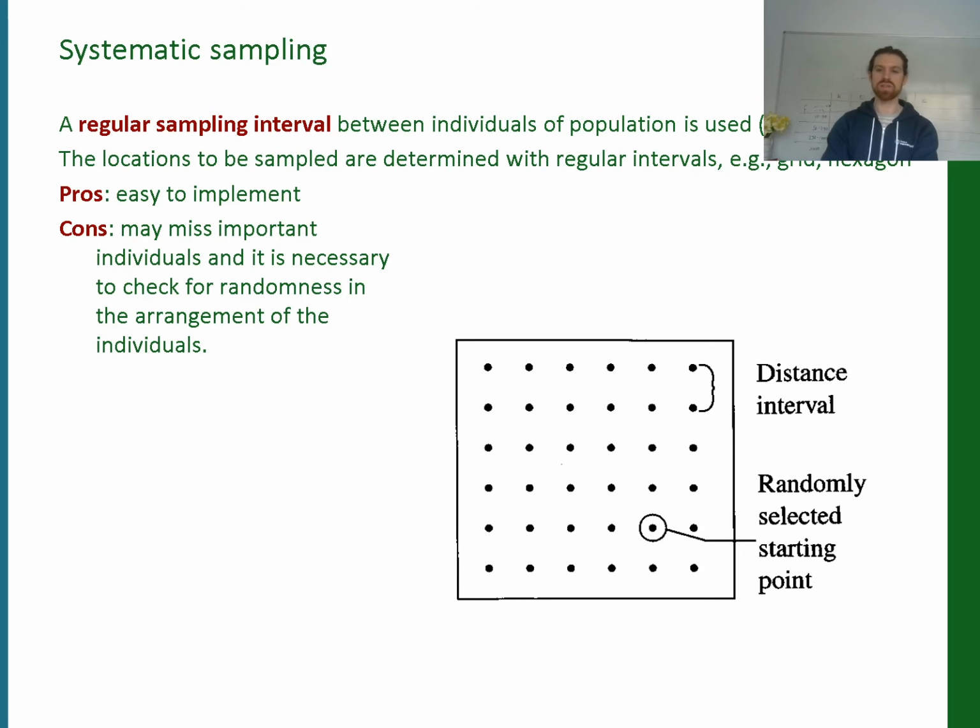Obviously there are cons, as there are for any particular method that we might use. We might miss important individuals that are necessary to include in our sample. We might be missing some important points that fall between the sampling points that we've defined on a regular basis.